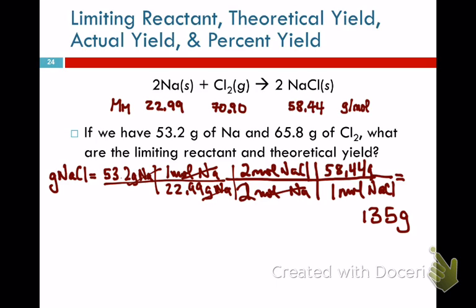Okay, if I had the sodium and as much chlorine as it needed to react with, now what I have to do is do the other calculation. I have to see for the chlorine, how much sodium chloride could I get out, okay? So we're going to say, again, the calculation looks exactly the same. Grams of sodium chloride, okay? I have 65.8 grams of Cl2. I just said 65.8. I wrote 68.5, so 65.8 grams of Cl2.